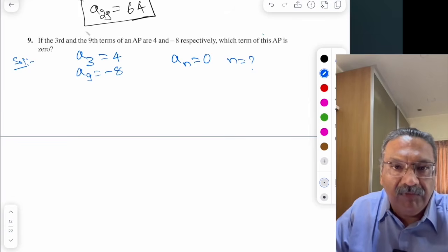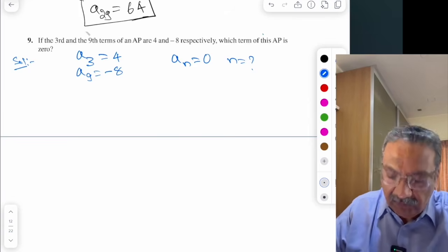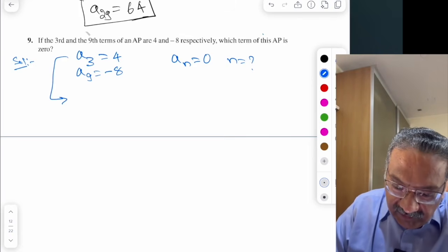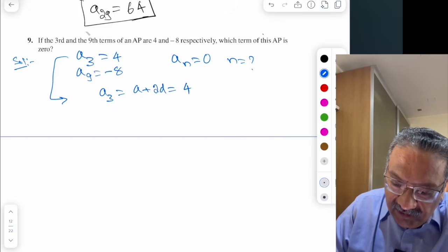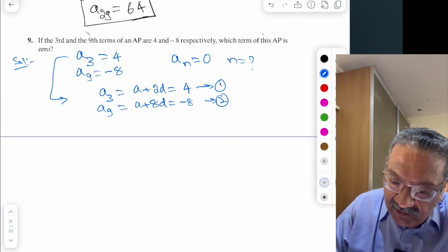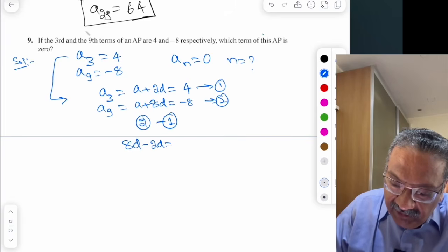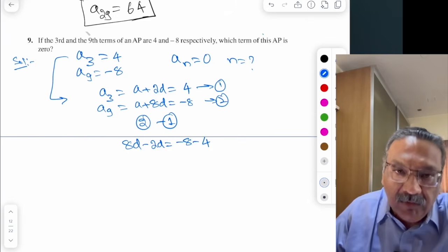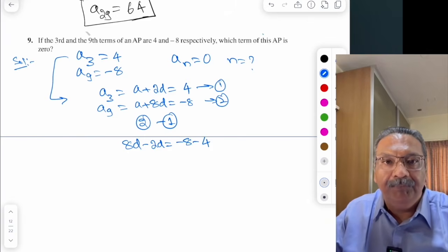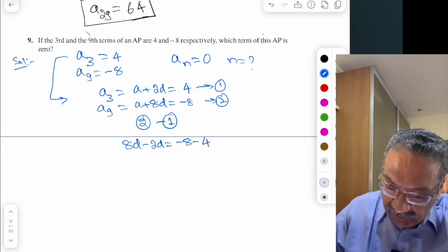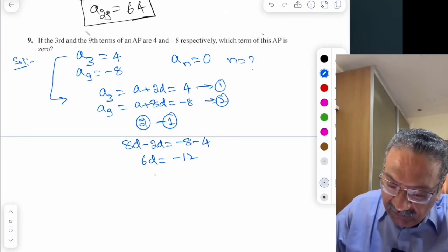Before that we have to find the first term and the common difference. So a3 is 4 means a3 is equal to a plus 2d is 4 and a9 is equal to a plus 8d is equal to minus 8 is equation 1. Equation 2, 2 minus 1 gives 8d minus 2d is equal to minus 8 minus 4. As usual, be careful with the symbols minus and plus. 6d is equal to minus 12, d is equal to minus 2.